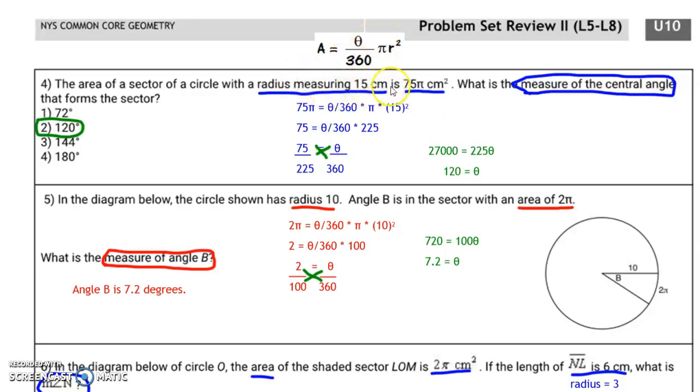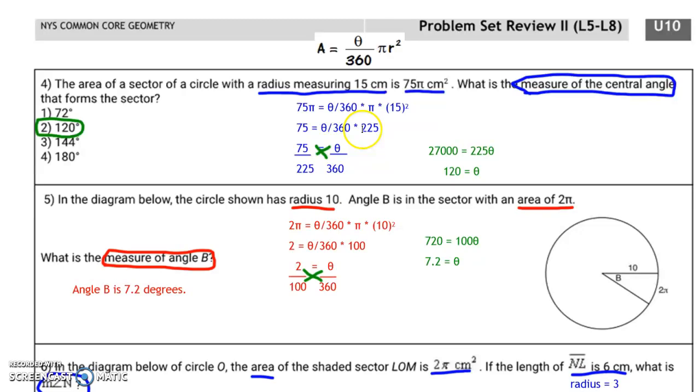All right, it gives us the radius is 15 centimeters. The 75 pi centimeters, that's going to be the area. So what we're doing is we're substituting an area, and then we're sort of back solving to try to get that theta, which is our variable. Notice from here to here, the pi's disappeared. There's no more pi here.